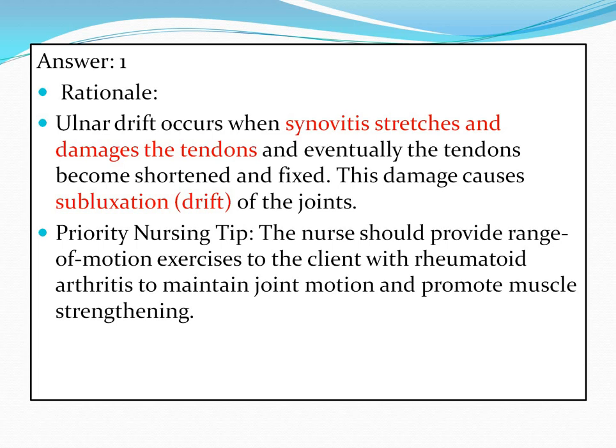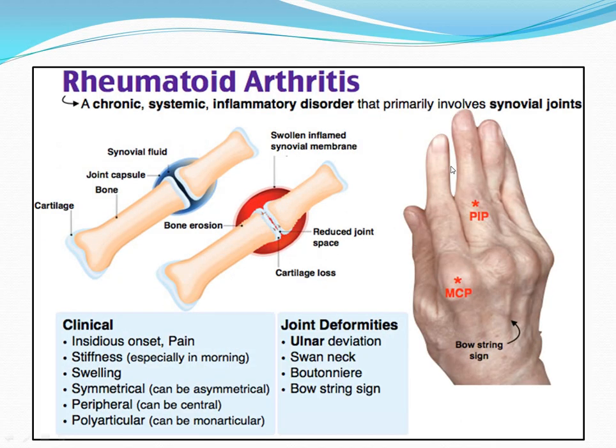All other features are also seen in rheumatoid arthritis. We can see joint deformities like ulnar deviation, swan neck deformity, Boutonniere deformity, then bowstring sign. These are other features of rheumatoid arthritis. The main features are pain, insidious onset, stiffness of the joint in the morning, swelling, symmetrical involvement. Sometimes it can be asymmetrical also. Peripheral involvement, it can be central also. Polyarticular, it can be monoarticular also. It means it is an inflammatory disorder and it causes many problems.